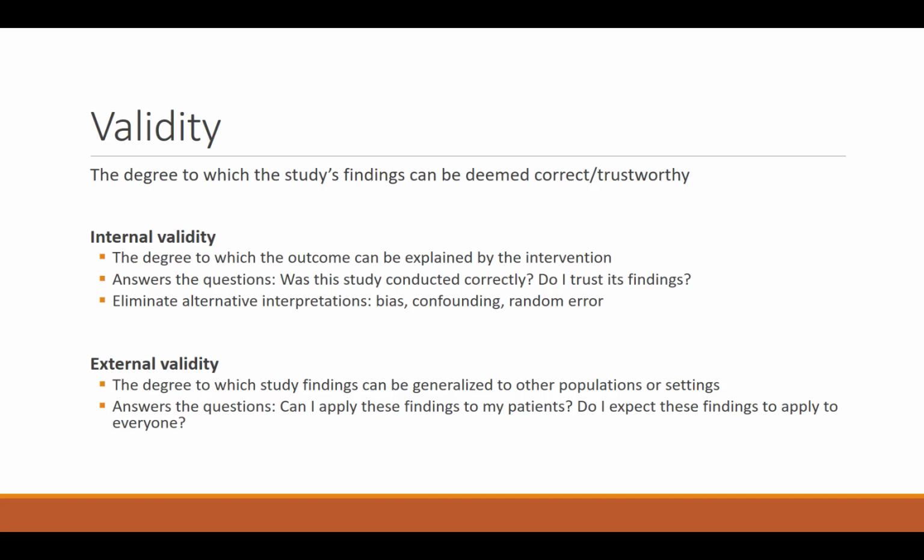External validity, on the other hand, is the degree to which the study findings can be generalized to other populations or settings. And this answers the question, can I apply these findings to my patients? So let's say you read a study and it's done in Japan. Can you apply those findings to your patients, or are there systematic differences that limit external validity, even though the study might have good internal validity?